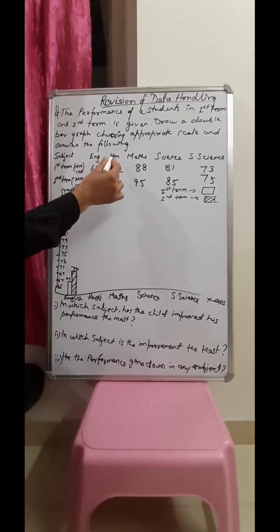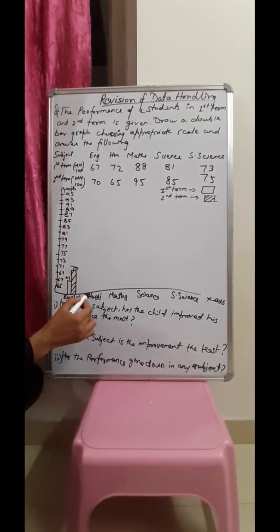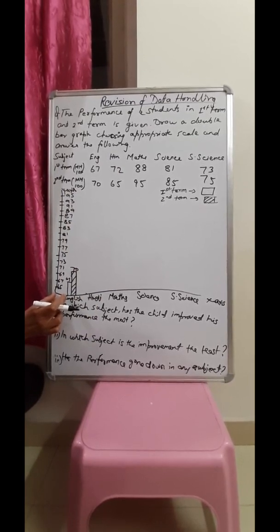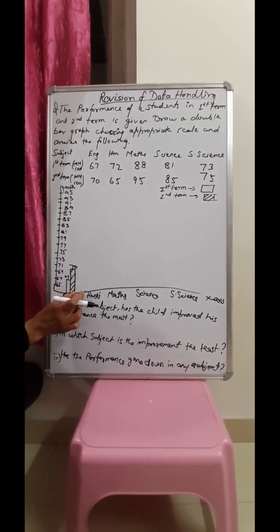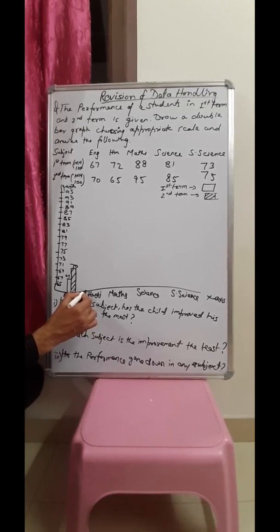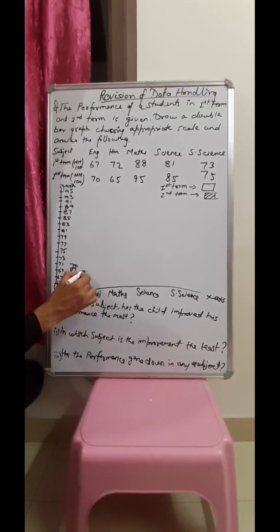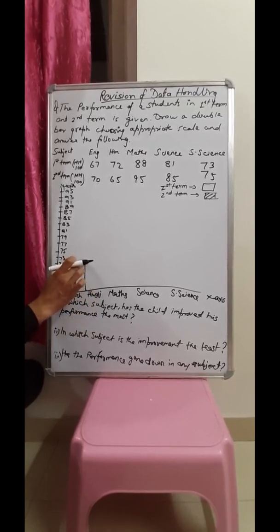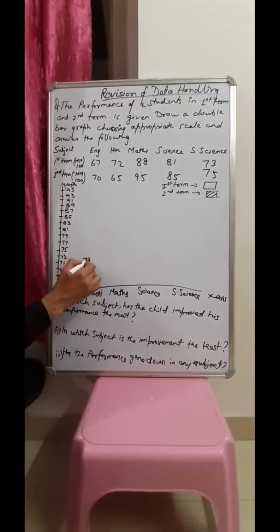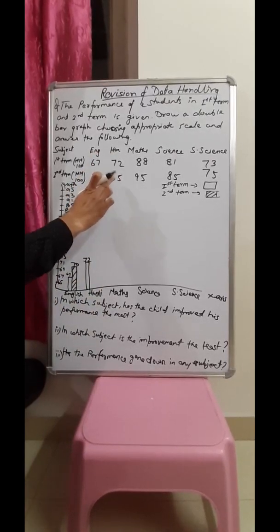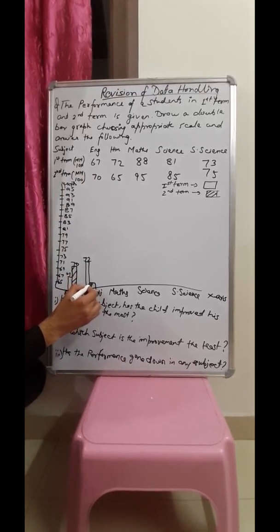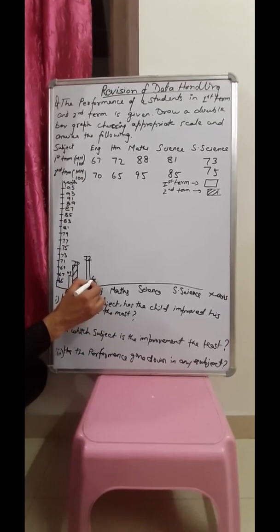Next is Hindi. In Hindi, first term is 72. So after the first term bar, leave a gap. Here we have to leave the gap of one block. Next, again we have to leave a gap of one block. So here the bar of first term in Hindi will go up to 72, and 72 will come between 71 and 73. So this is 72, and in Hindi in the second term it is 65. So it will go up to 65 like this. This is the shaded part, that is 65.